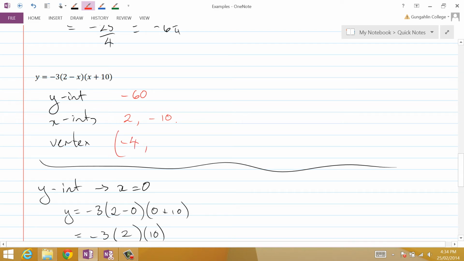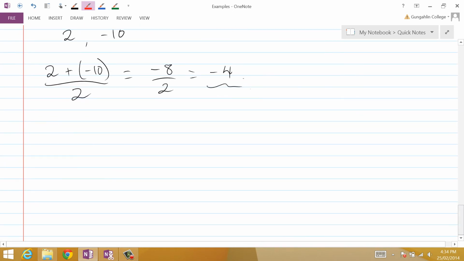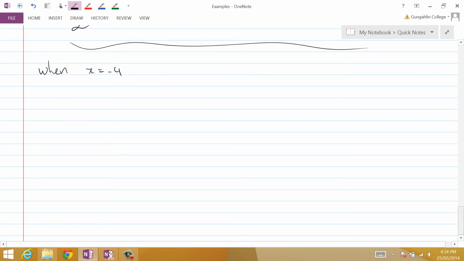Now I just have to find the y-coordinate. It turns out it's not very nice for this one. To find the y-coordinate, I need to ask the equation, what happens when x is this x value? Well, y equals negative 3 times 2 minus x times x plus 10. Let's put minus 4 in.